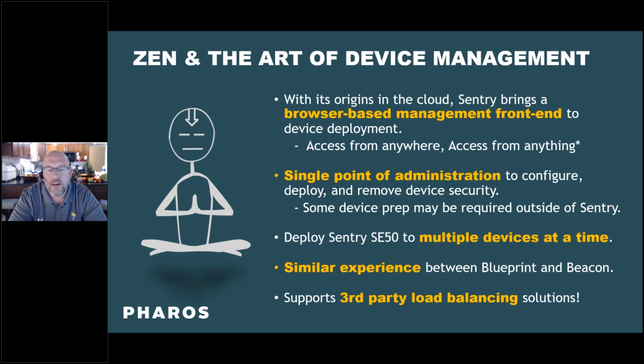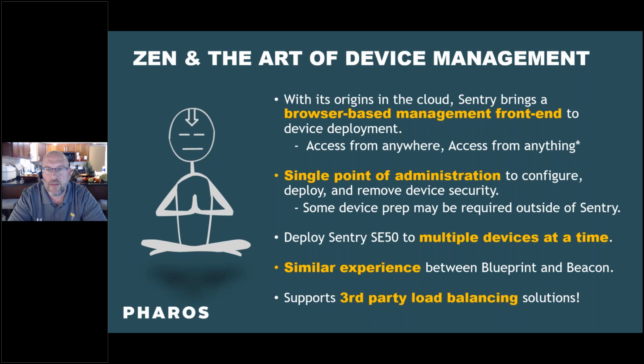And there's a side note here: there are some manufacturers that do require some device preparation before you actually deploy. Where that occurs, it is present within the Sentry SE50 deployment guide as an appendix for each manufacturer so that you can make those changes before you deploy. Because it's web-based, we're allowing multiple devices to be deployed at a time. So you can choose 20 in the list and say secure, and then those 20 will be secured. It's a similar experience between Blueprint and Beacon because it is a web page. We basically just duplicated the interfaces for both.